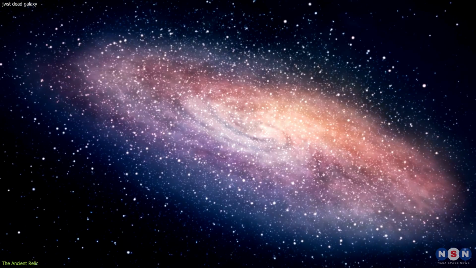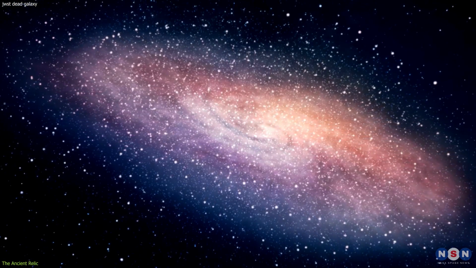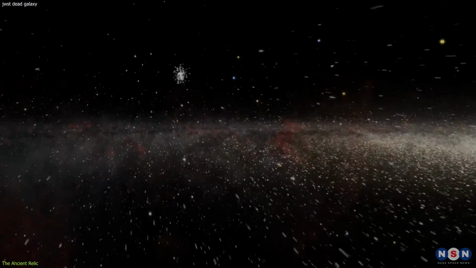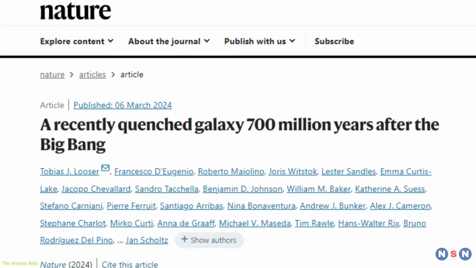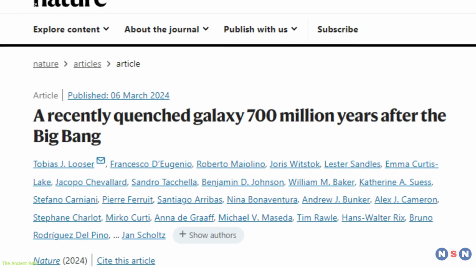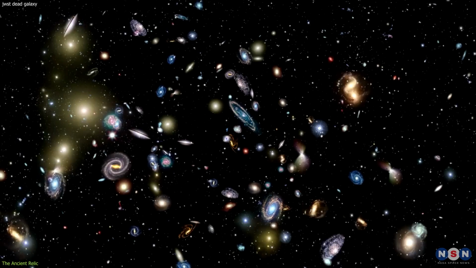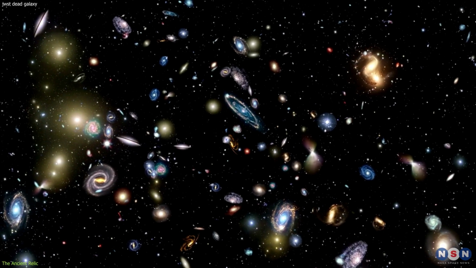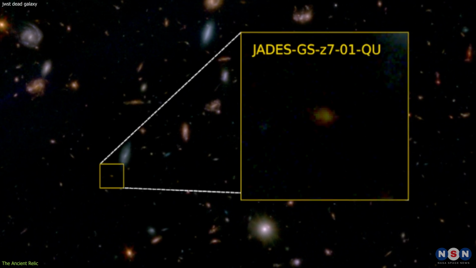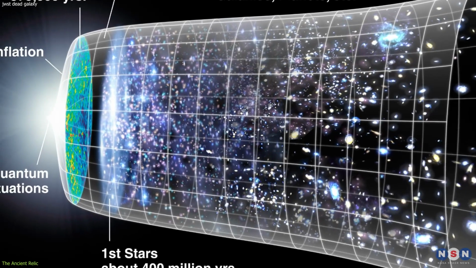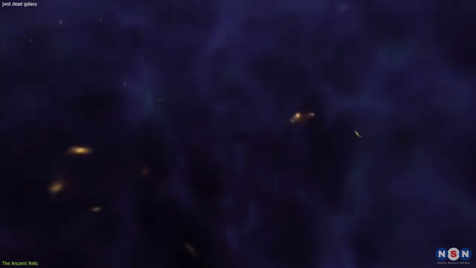While stars within the galaxy still shine, they represent an earlier generation, much older than those found in our own galaxy. However, the significance of this discovery extends far beyond a single object. It carries profound implications for our understanding of the cosmos as a whole. By studying this dead galaxy, scientists aim to unlock the secrets of the early universe, a time when galaxies were just beginning to take shape.